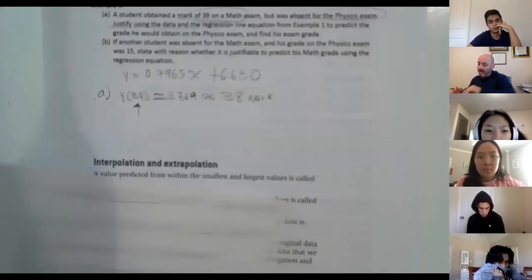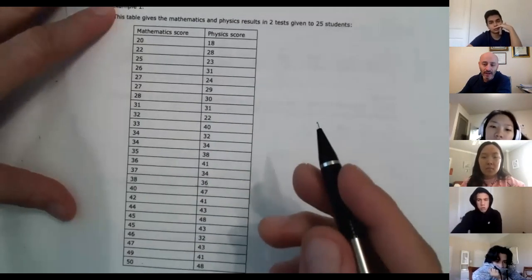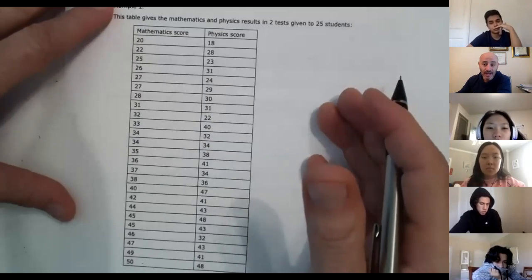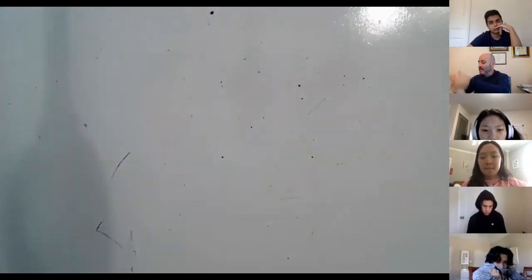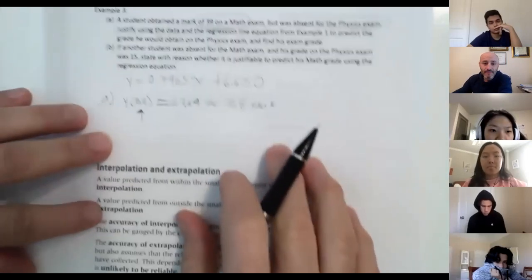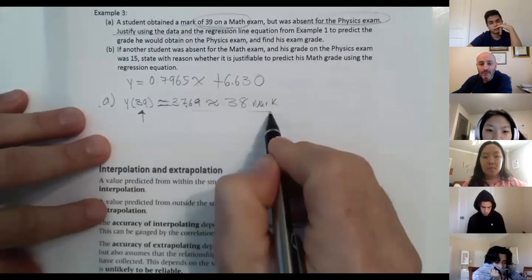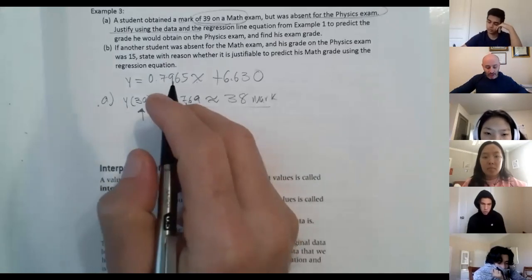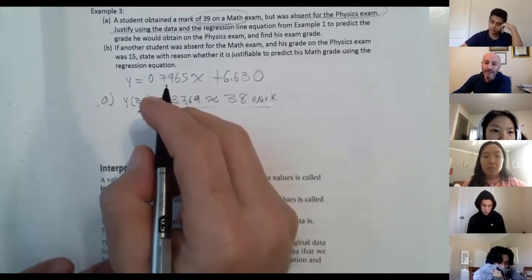So what I mean by that is the following. 39 is a value that is in between 20 and 50. It's somewhere in there, right? So it's in the range of the scores that a student can obtain during the test. So, which implies that this will be fairly accurate. Why? Because the X values are in the range of the score.